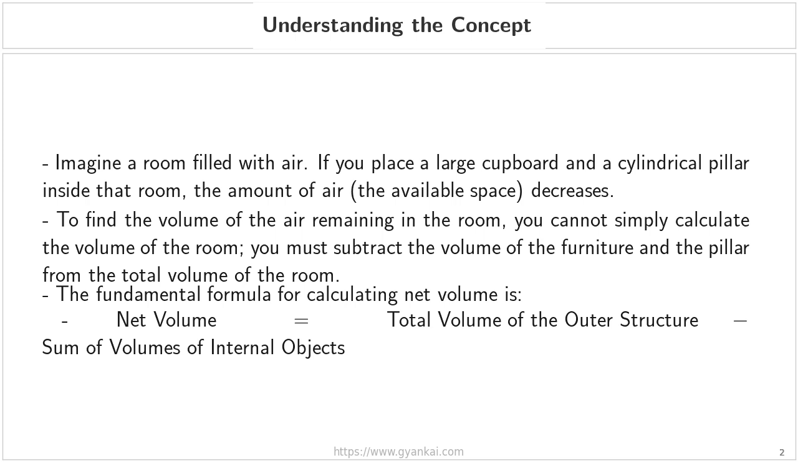To find the net volume, you take the total volume of the outer structure and subtract the sum of volumes of internal objects. Keep this formula in mind, as we are about to break down a step-by-step process to apply it. Now that we've established that we are moving from an additive approach to a subtractive one, let's try to visualize what this actually looks like in practice.